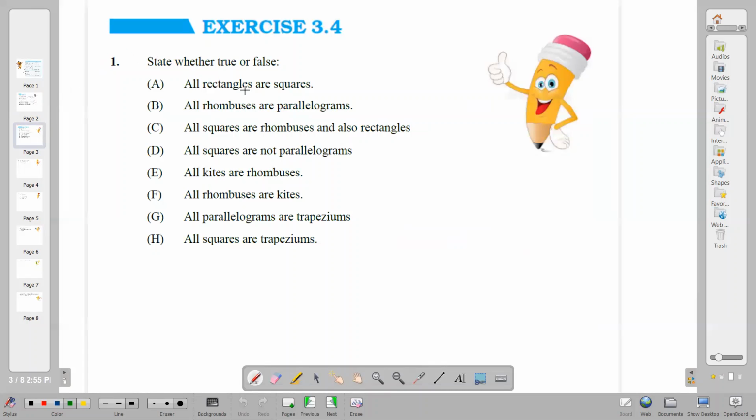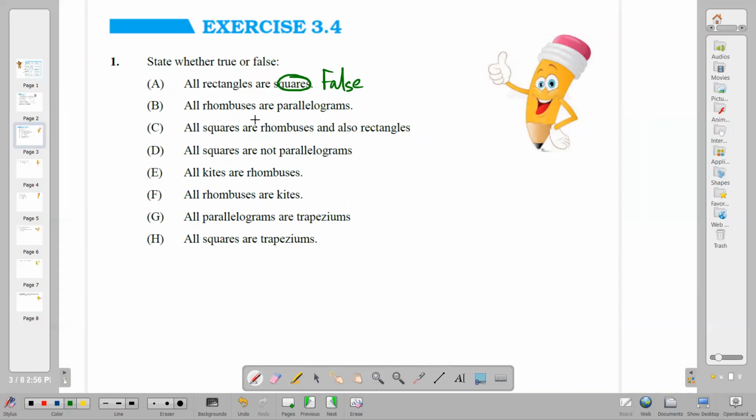Question 1, state true or false. Give reason if false. Okay. So first one, all rectangles are square. Is it false or true? False. Why false? All rectangles are not square, because in square all sides are equal, whereas in rectangle all sides are not equal. Therefore, false.